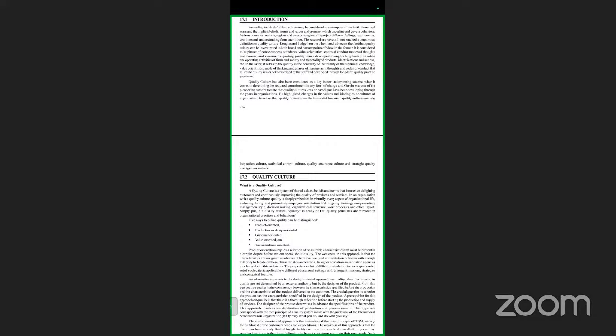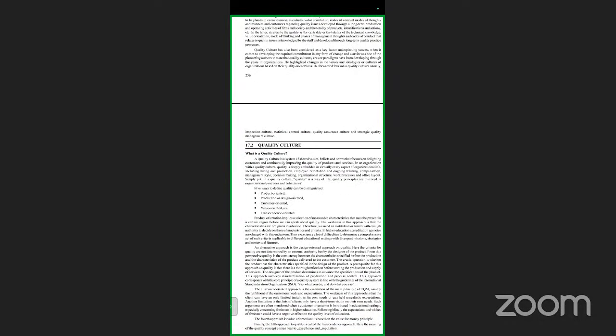Quality is deeply embedded in virtually every aspect of organization life, including hiring, promotion, employee orientation, ongoing training, compensation, management style, decision making, organization structure, work process, and office layout. Simply, you can put it as the quality culture, the quality.